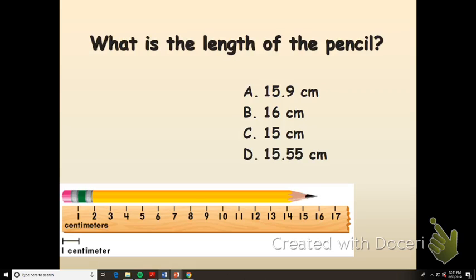So what do you think is the length of this pencil right here? Make a line going down to the 16. Is it all the way to the 16 or is it a little short? Oh, it's a little short. So which one would it be? Hey, that is correct. Good job.